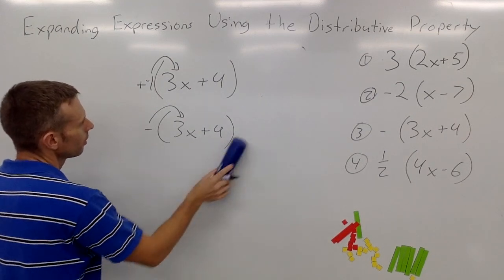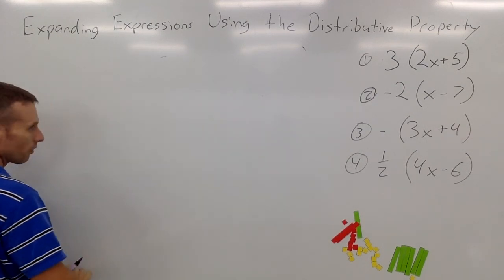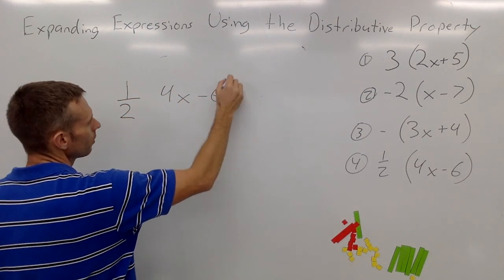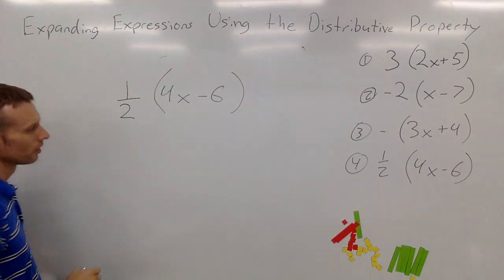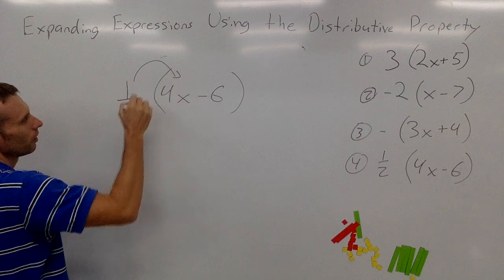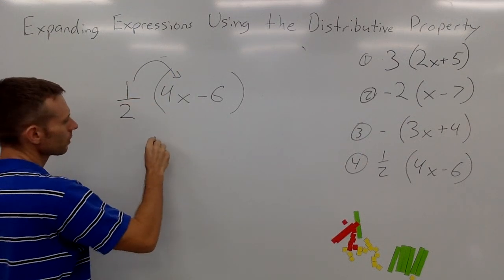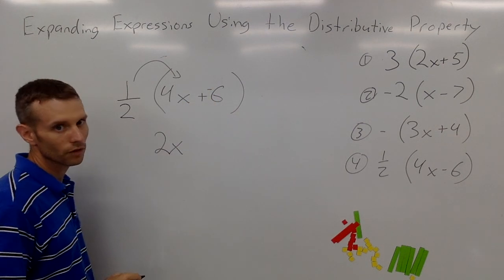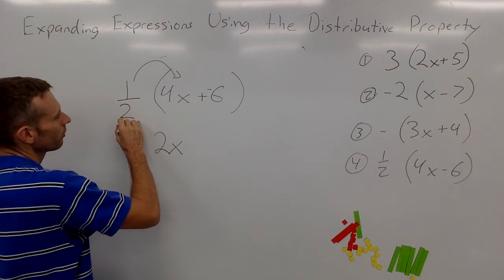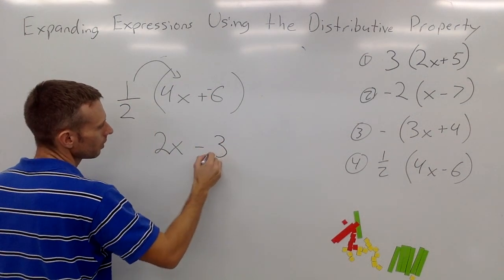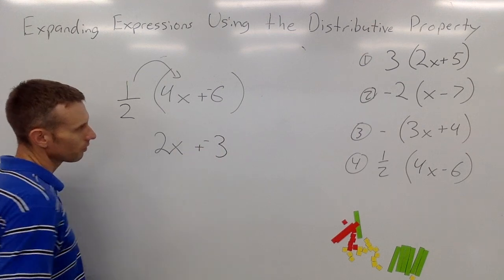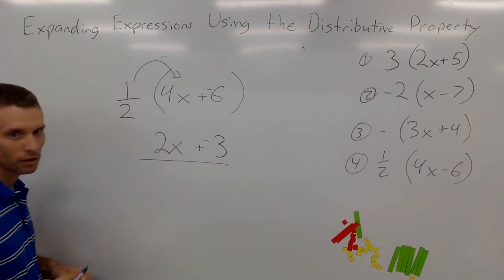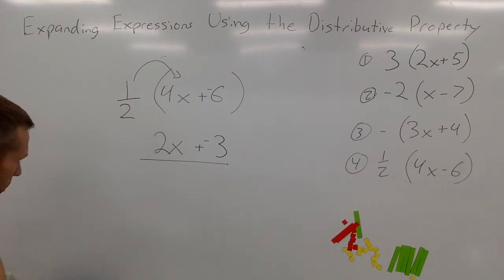Okay? Now, one last example here. We got a fraction. People get scared by fractions. It doesn't need to scare you. We treat it the exact same way. We're going to take this 1/2, and 1/2 times 4x gives us 2x. Instead of minus 6, let's make it plus negative 6. 1/2 times negative 6 gives us negative 3, or if you wanted to say plus negative 3, that would be fine too. And then this is now our final answer, as simplified as we can go.